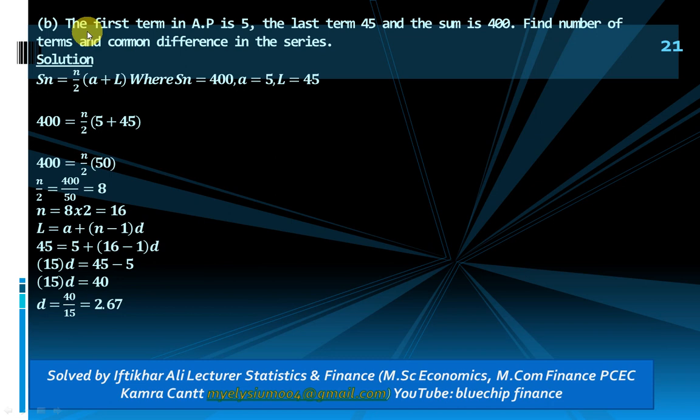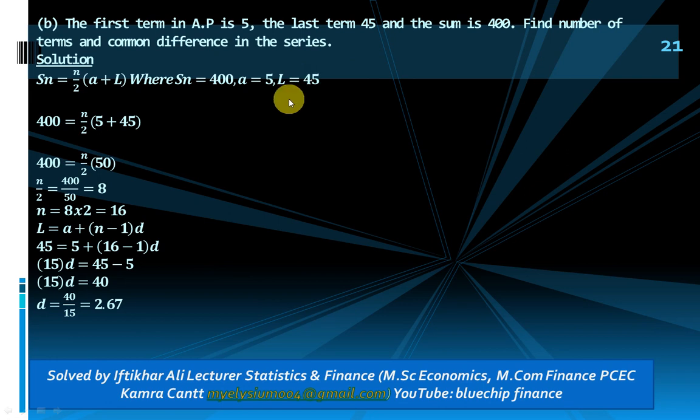B: The first term in an arithmetic progression is 5, the last term is 45, and the sum is 400. Find the number of terms and the common difference in the series. So Sn equals n by 2 multiplied by alpha plus L, where Sn is 400 and the first term is 5 and the last term, which is L, is 45.